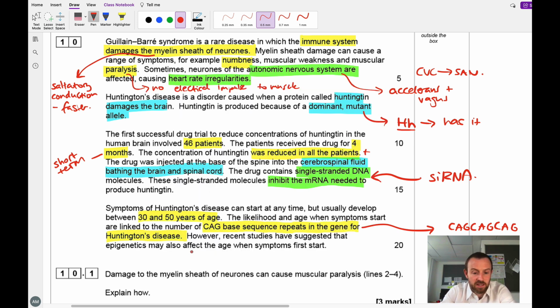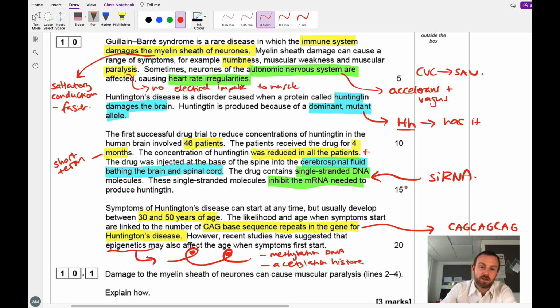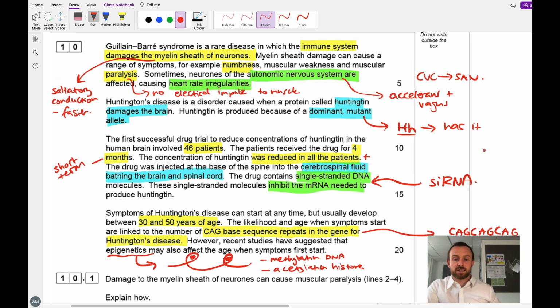However, recent studies have suggested that epigenetics may also affect the age when symptoms start. So epigenetics, we just need to remember what that means. That's to do with DNA winding around histone proteins, and we need to be thinking about methylation of the DNA. We need to be thinking about acetylation of histone proteins. Okay, so we've done a lot of work already to understand this piece of text, connecting it to knowledge that we have from the spec.